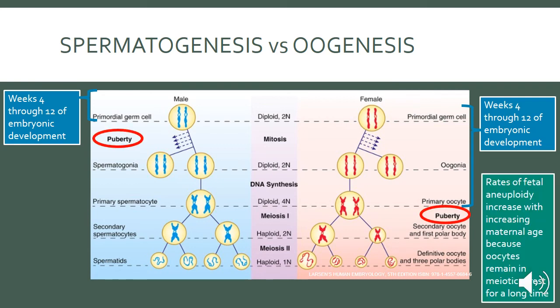Okay, and then a reminder that one of the reasons that we see increased rates of fetal aneuploidies like Down syndrome as women get older is because the oocytes have been arrested in meiosis for longer and longer periods of time, and the mechanism that's maintaining the chromosomes during that time gets older, and it becomes more likely to fail, and we're more likely to see abnormal divisions of chromosomes between cells.